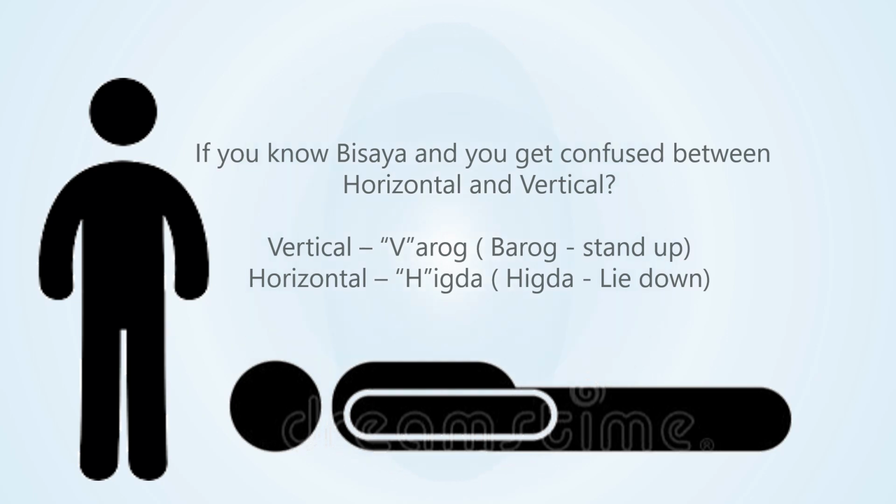If you know Bisaya and you always get confused between horizontal and vertical, this mnemonic might help you. Vertical is barug, which comes from the Visayan term barug, which means to stand up, and higda for horizontal, a Visayan word which means to lie down. So in this sense, the horizontal plane will divide the body into superior and inferior aspects, while the vertical plane divides the body into right and left halves.